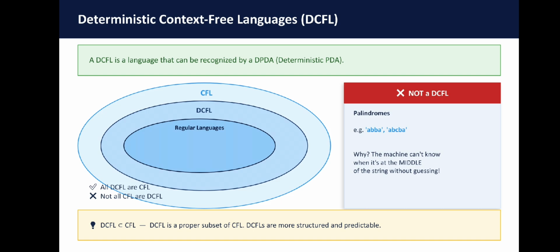Deterministic context-free languages. A deterministic context-free language is a stricter subset. It can only be recognized by DPDA, deterministic pushdown automaton. As shown in the diagram, all DCFLs are CFLs, but not all CFLs are DCFLs. Okay, it is an important point. For example, palindromes cannot be recognized by a DPDA because the machine does not know when it has reached the middle of the string, because it is a palindrome.